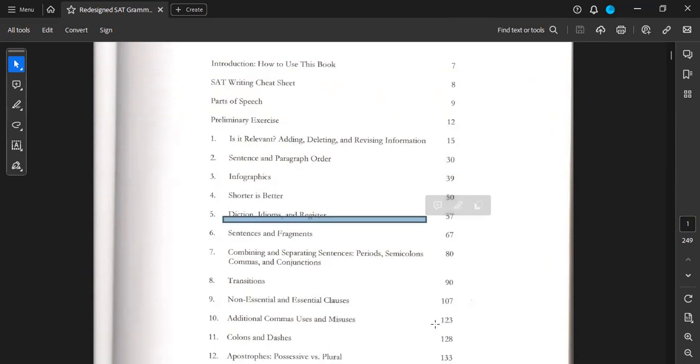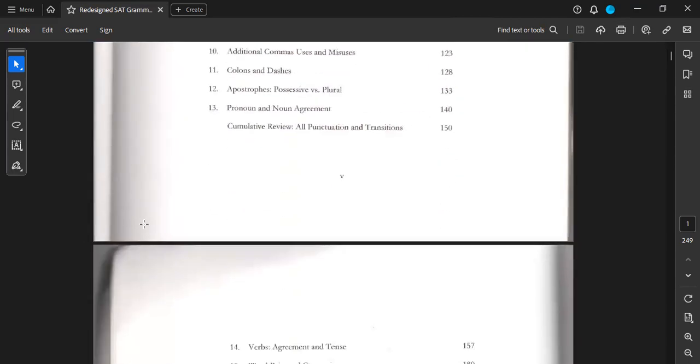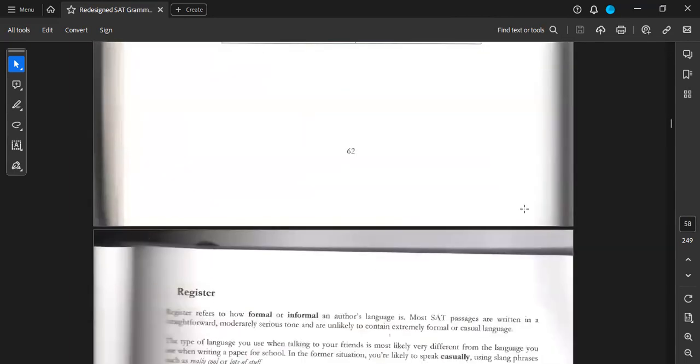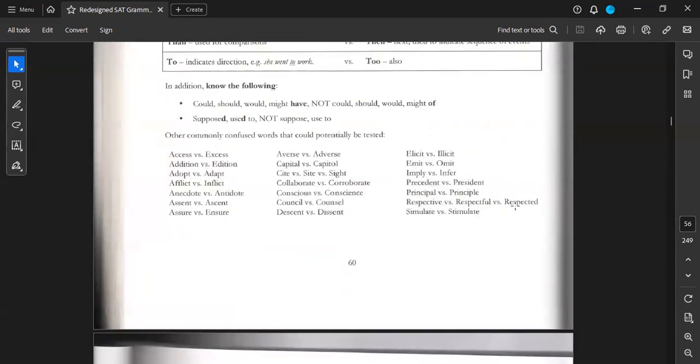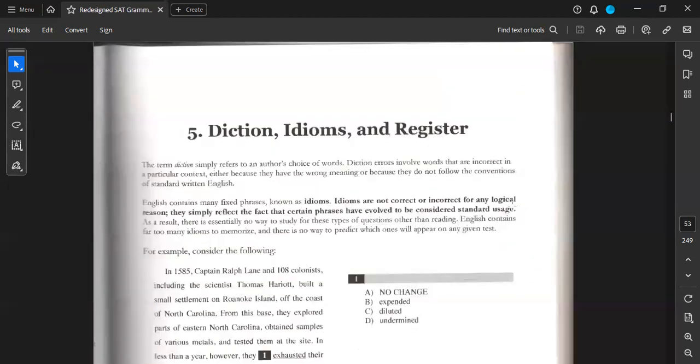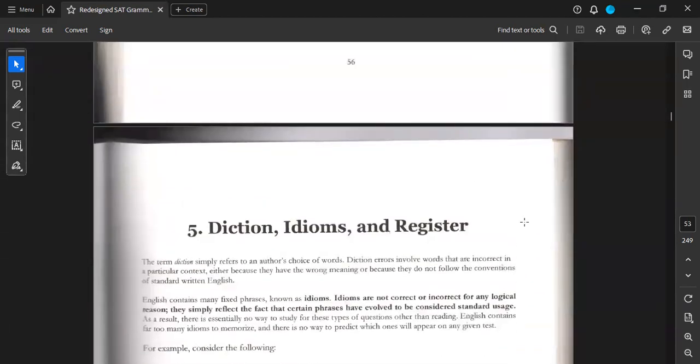And that's because we have a small class in attendance today. We'll try maybe not to take too long on that. So I'll just go to that book, that chapter 57. Okay, so we have diction, idioms, and register, right?